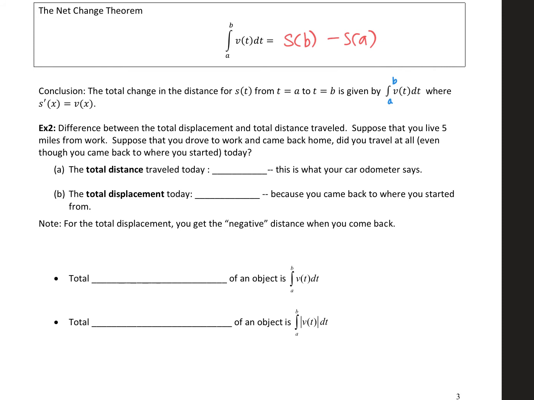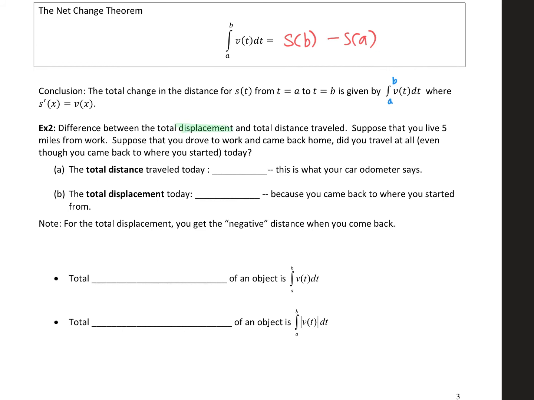Let's look at example 2. Here, there's a little twist to this though. There's one part where things get a little bit tricky. So here, I want to look at the difference between total displacement. Let me highlight displacement here.